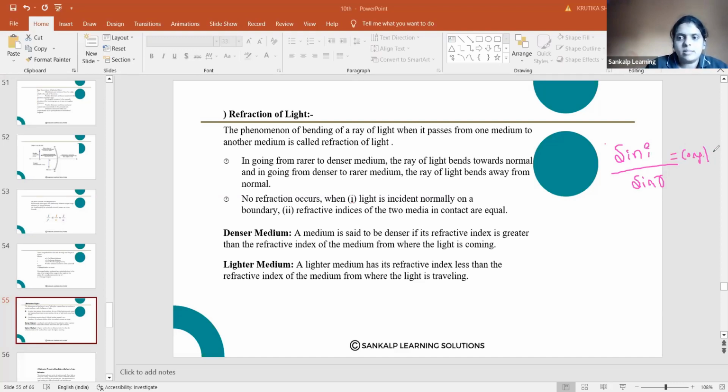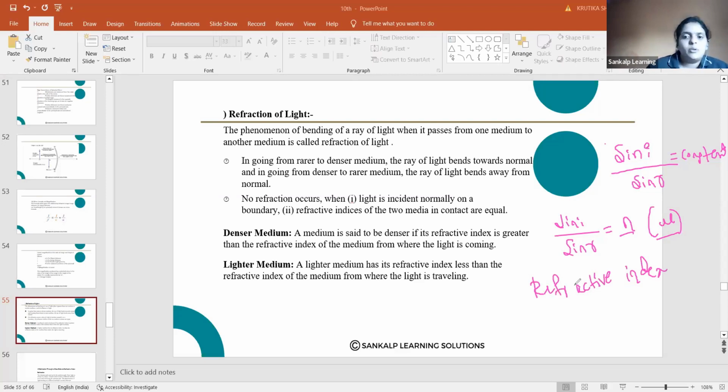The sine of the angle of incidence to the sine of the angle of refraction is a constant. Whatever this constant is, it is taken as n. In some books it is given as n, and in some books it is given as mu. These are constants, and this constant is called the refractive index. So what is refractive index? The ratio of the sine of the angle of incidence to the sine of the angle of refraction is called the refractive index.